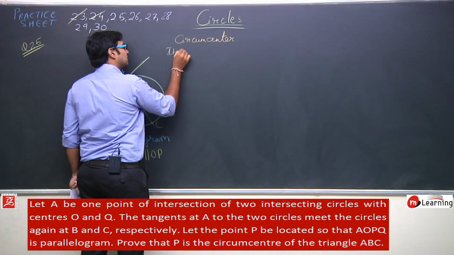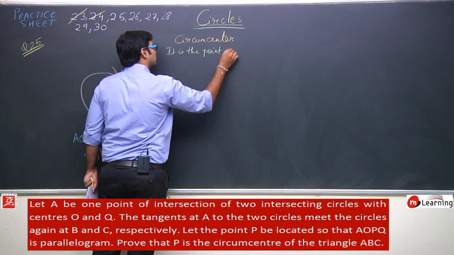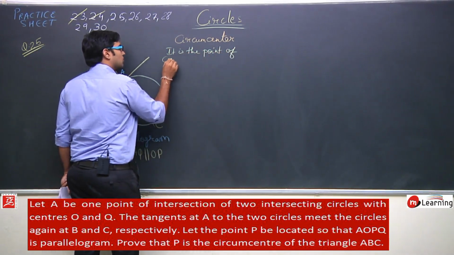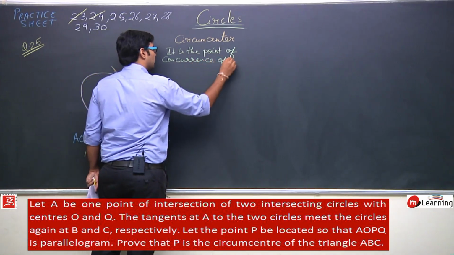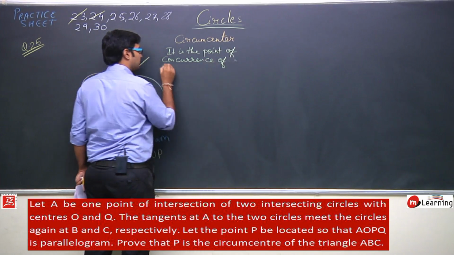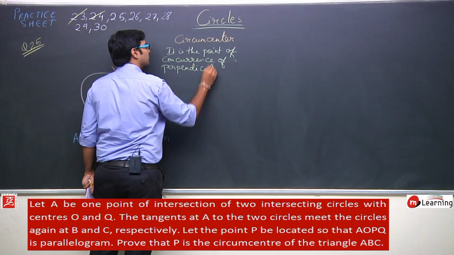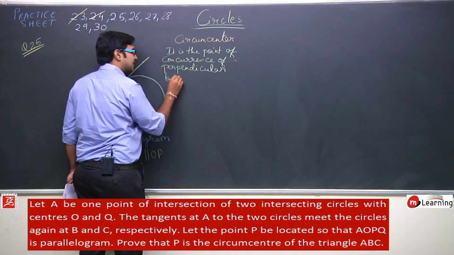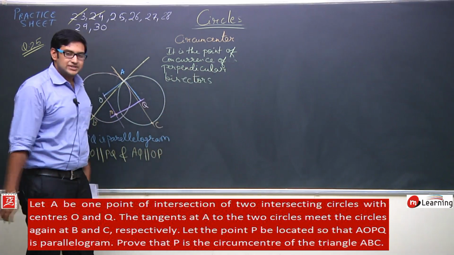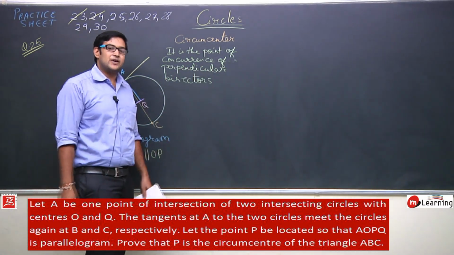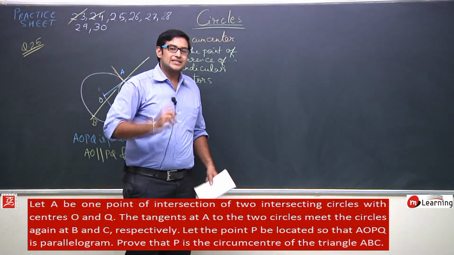It is the point of concurrence of perpendicular bisectors. Circumcenter of any triangle is defined as the point of concurrence of perpendicular bisectors.